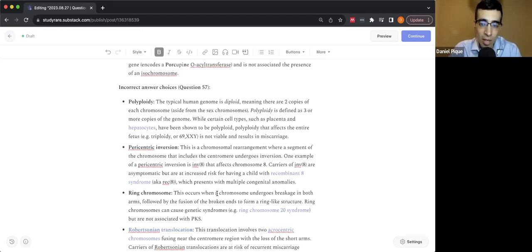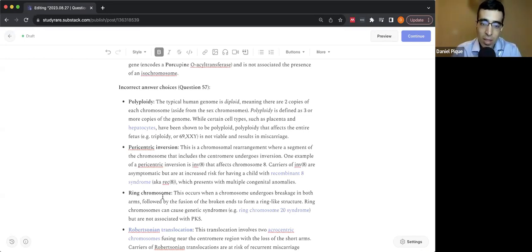However, when you have polyploidy affecting the entire person or the entire fetus, that's not good, and that's going to result in a miscarriage. So the most common form of polyploidy that we see in fetuses is triploidy. And so you can have a 69XXY or 69XXX karyotype. And again, this is not viable and will result in a miscarriage.